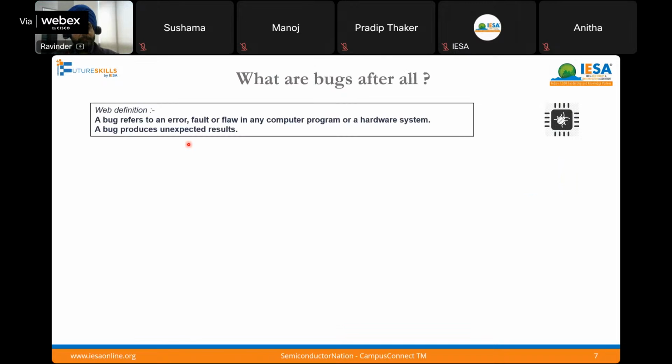So what are bugs after all? If you just Google the definition of bug, a bug refers to an error, flaw, or fault in a computer program or a hardware system, that is, software or hardware. A bug produces unexpected results.